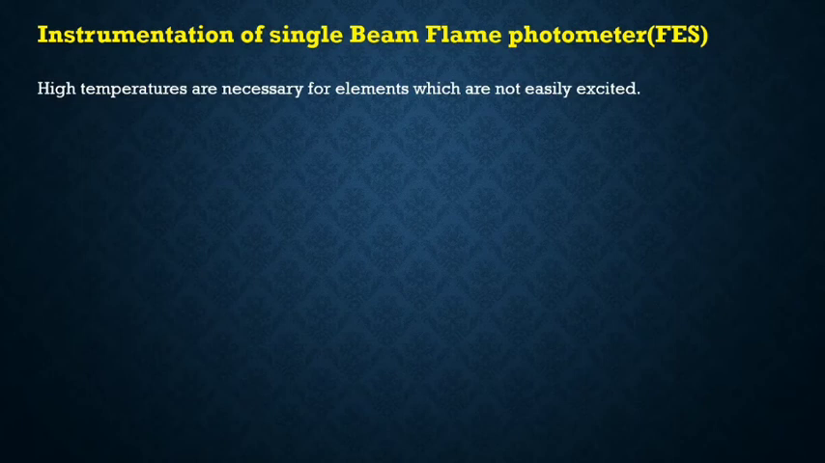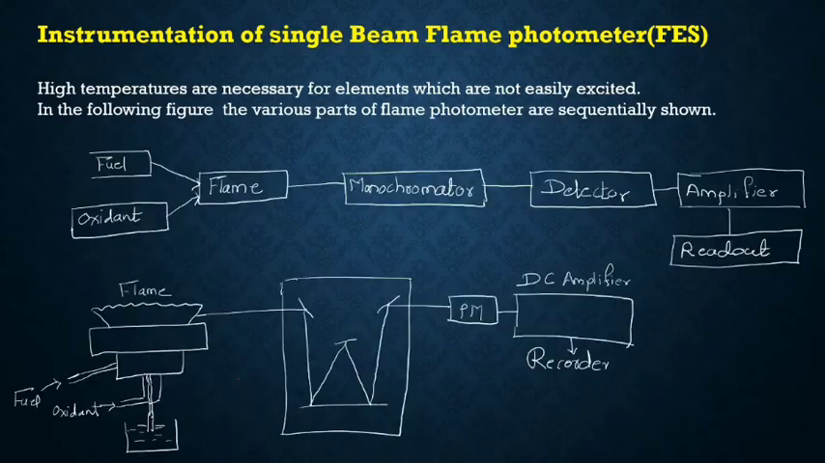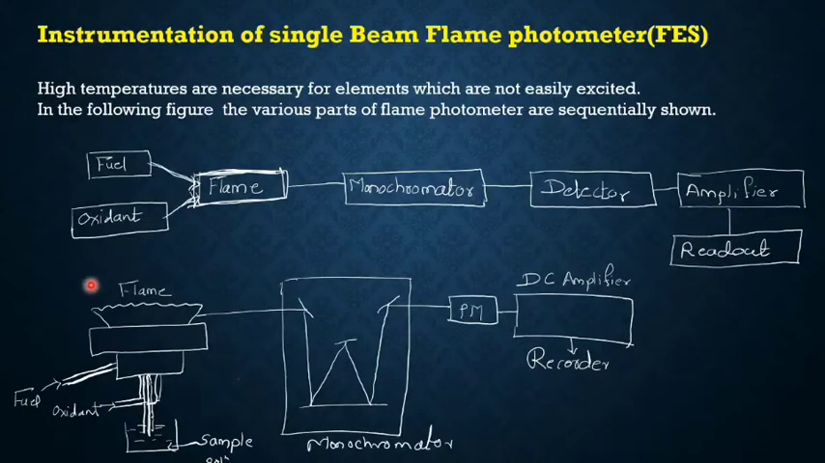We know that for excitation of elements, high flame temperature is necessary. The following diagram shows the various parts of flame photometer. It is the block diagram of flame emission spectrophotometer. Here is the flame. Fuel and oxidant plus sample, these three things are provided to the flame.